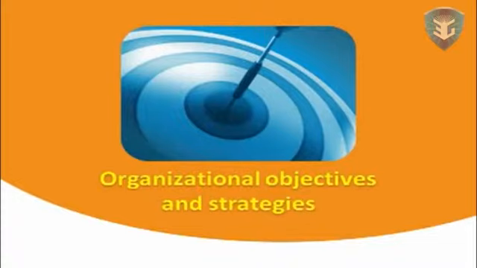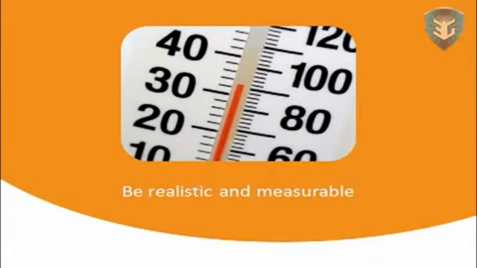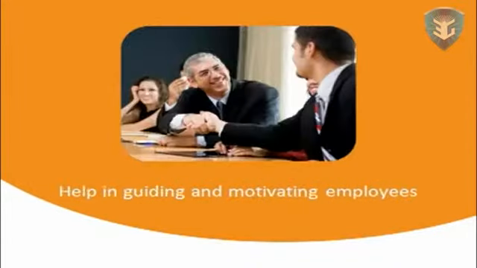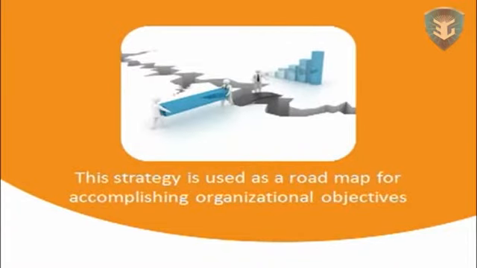The first step in the training process for any organization is to assess the objectives of the training program and then devise a strategy or method to administer the same. Objectives are the end results which the organization wants to achieve within a given time frame. Objectives should be realistic and measurable. They should help in guiding and motivating the employees to accomplish their mission. You need a strategy for defining the method adopted by the organization to meet the objectives. Strategies are used as a roadmap for accomplishing organizational objectives.